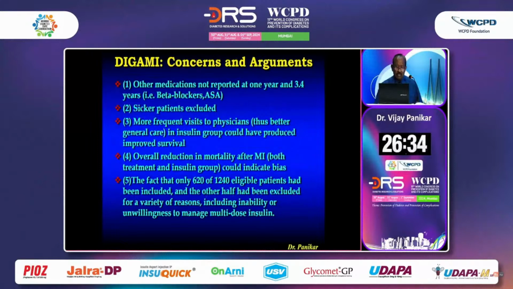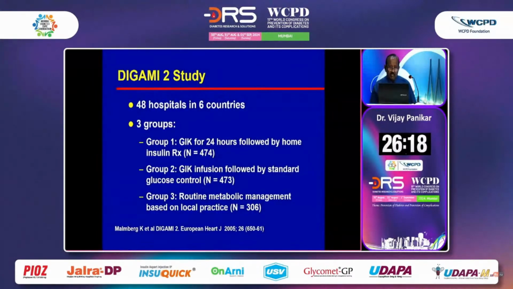But this study was suspect. There were a lot of things. In fact, if you look at the last 620 patients, 120 eligible patients were not included, and there was a big uproar. So they did the DIGAMI 2 study. And here they had three groups, the first just like the DIGAMI 1. Second was initially you give insulin, but then continue the OHAs later, and the third, routine metabolic management.